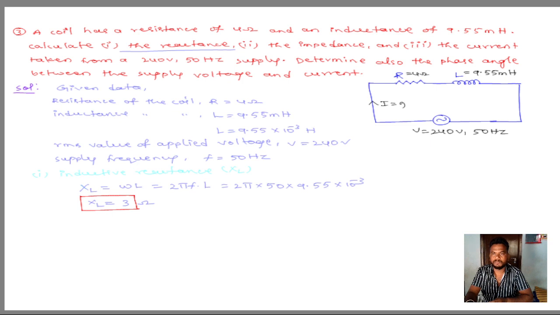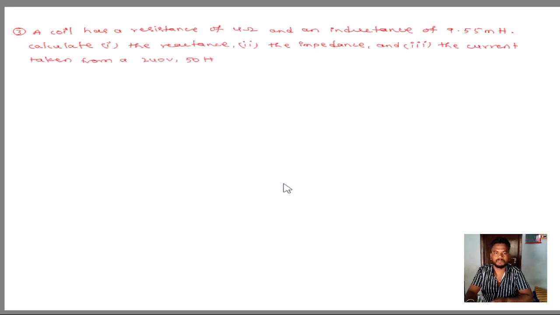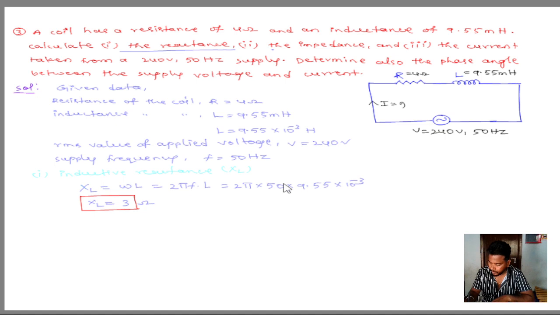And the second bit, we need to calculate the impedance. Second bit, we need to calculate impedance in the circuit. Second bit, impedance Z. Okay.